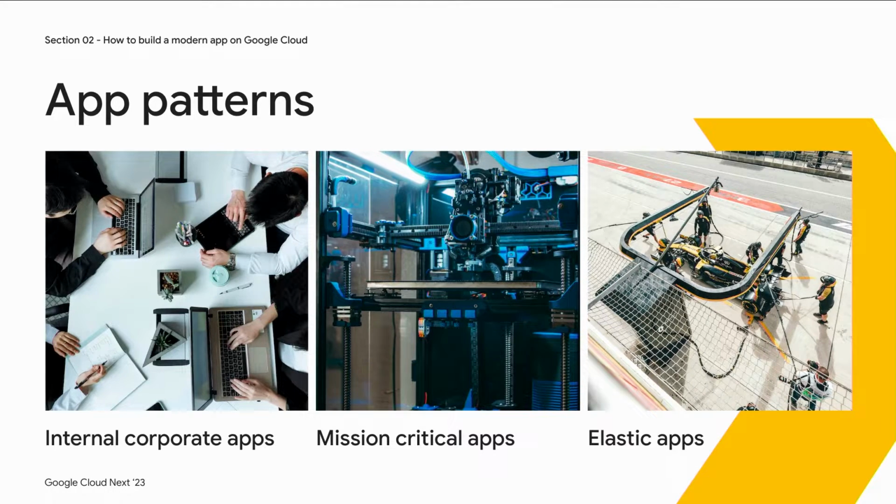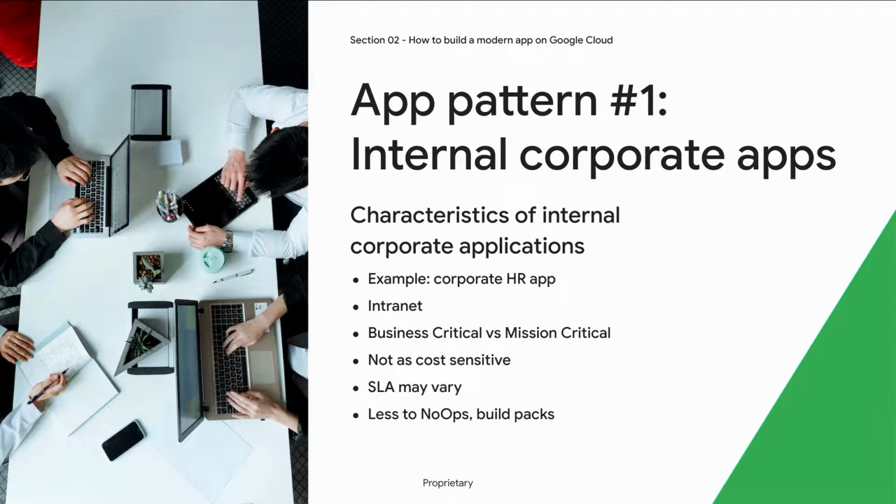Then we'll move to how a mission-critical application would look, and finally we'll stop with elastic applications as well. So let's take the first pattern, a corporate internal application. Let's pick something like a corporate HR application. Now you know it's an internal application, so it's going to be inside your corporate VPN for security. You don't need to worry too much about it.